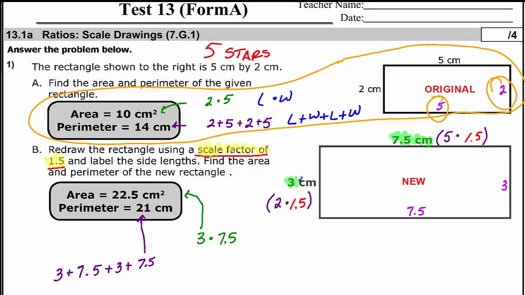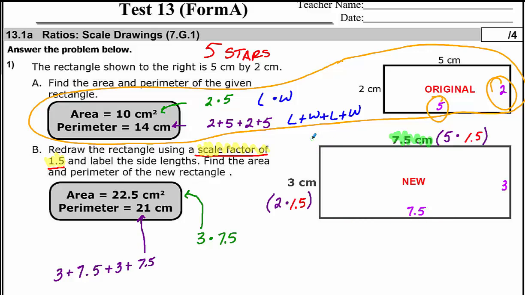Our new width is 3. The original width of 2 times the scale factor of 1.5. Once we have those figures, now we can find our new area. Same formula, length times width, 3 times 7.5, gives us 22.5. And the perimeter is 21. That's those 4 added together. And then one thing you were required to do is actually draw the rectangle. So here's the rectangle itself with those.